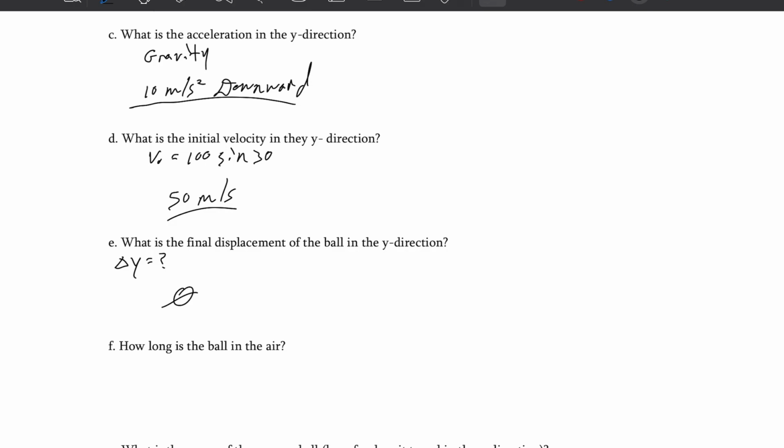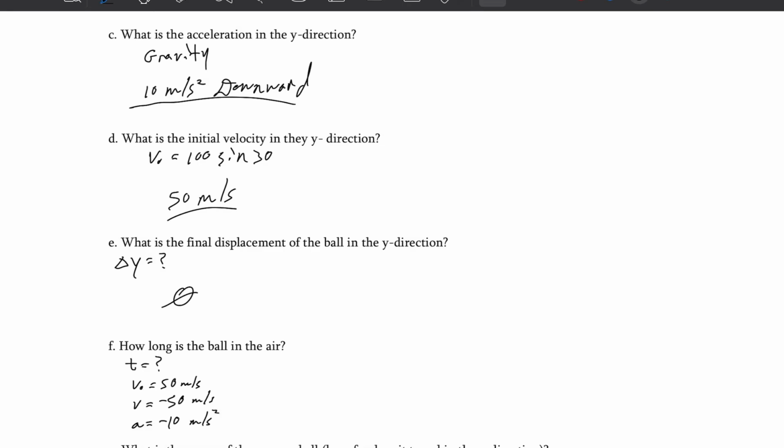How long is the ball in the air? Okay, that's total time in the air, from the time it launched to the time it hits the ground, so we're looking for t. The initial vertical velocity is 50, so the final is going to be negative 50, same height, opposite direction. Acceleration being negative 10. Since the initial velocity is up positive, acceleration is down negative.